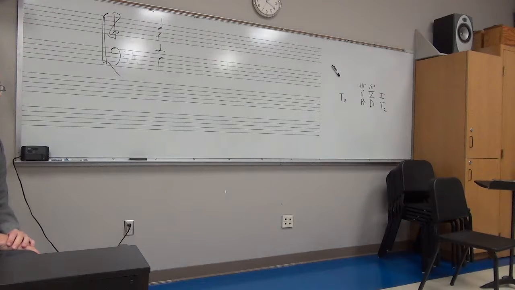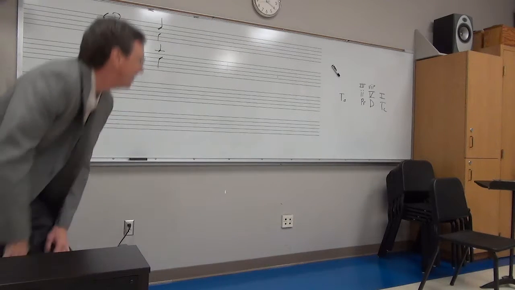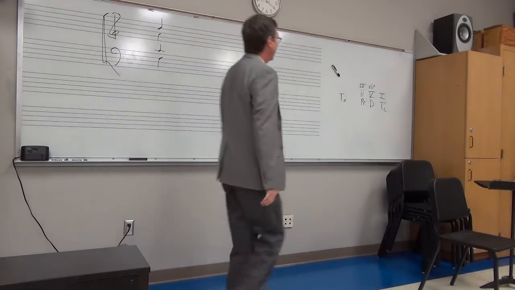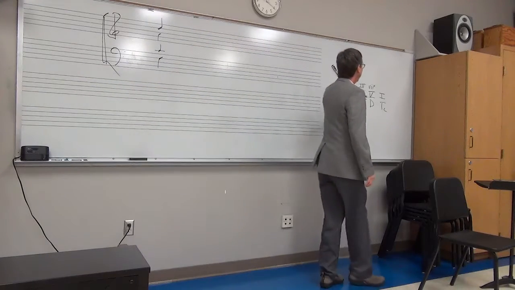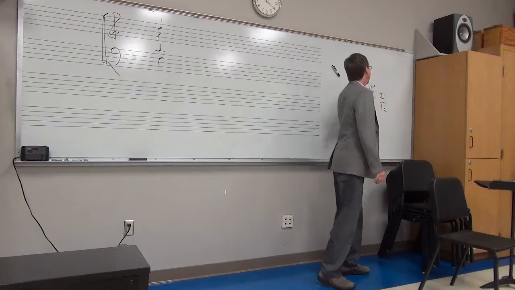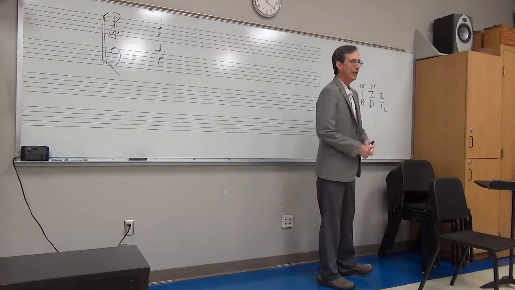What do predominants do? They go to dominants. What do dominants do? They go to tonics or tonic substitutions. So if you notice this, if I have 2-5-1, that's a fifths progression, yeah.